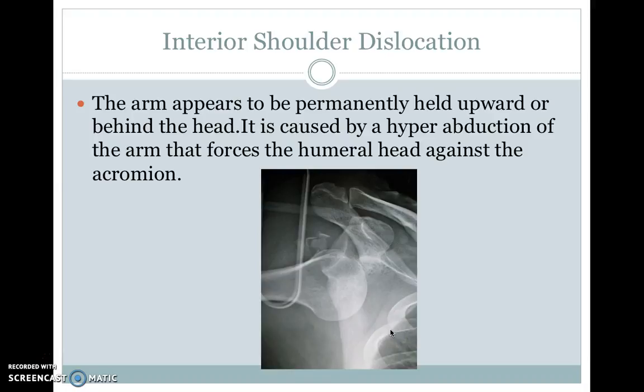Inferior shoulder dislocation. The arm appears to be permanently held upwards behind the head. It is caused by a hyperabduction of the arm that forces the humeral head against the acromion. This is an example of the inferior shoulder dislocation.